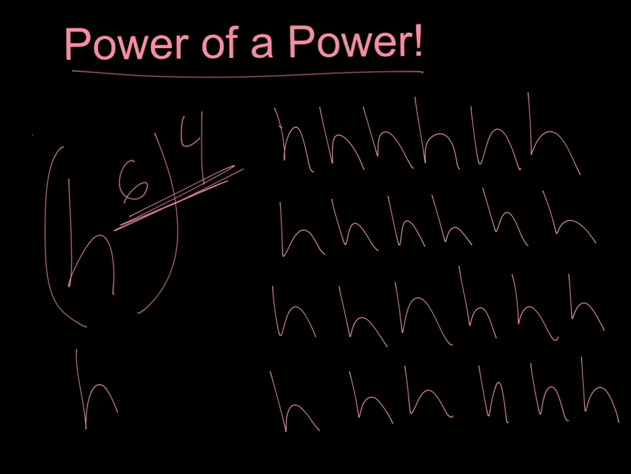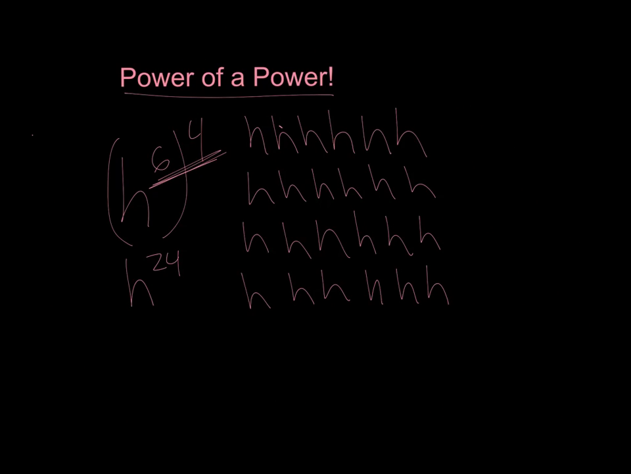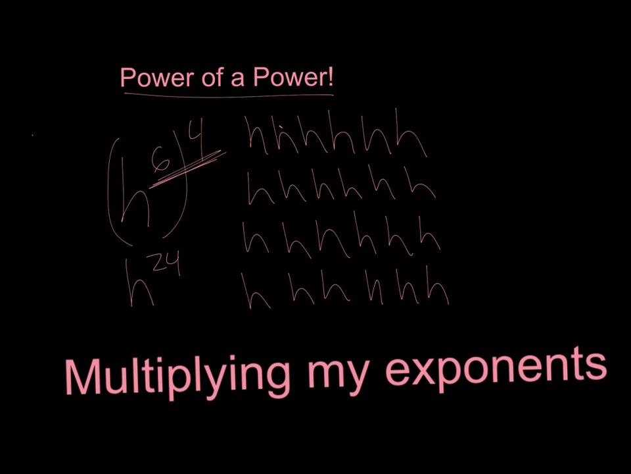So my final answer, h to the 24th, and I do that simply by multiplying my exponents. So whenever you have to take a power to another power, just remember that's clustered and those are groups. So groups we multiply, and it's h to the 6th to the 4th is h to the 24th.